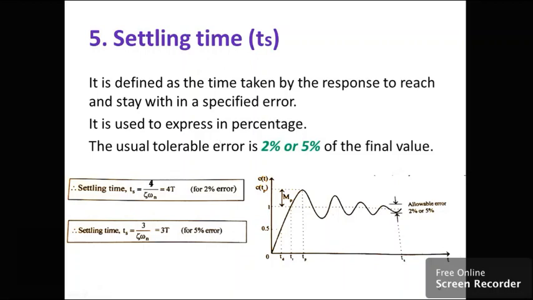So today we have discussed what we mean by time domain specification and what the different types of time domain specifications are. Thank you for watching this video.